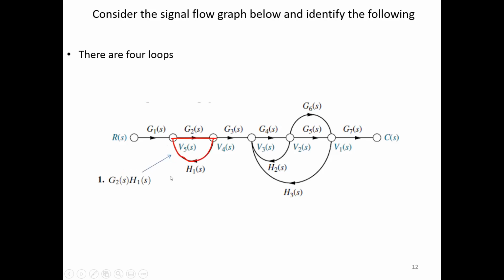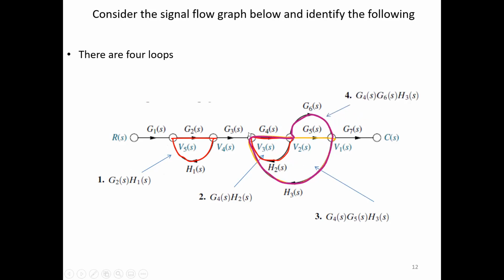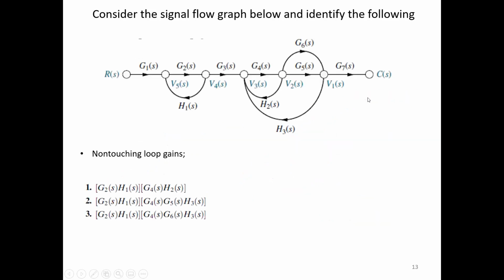Loop 1 is this, that is G2 and H1. That is one loop, clearly visible. Another loop is G4 and H2. G4 and H2 is another loop. And we have a third loop, yellow colored, that is G4, G5 and H3. And we have a fourth loop, hope that pink you can follow, G4, G6 and H3. That is the fourth loop we have identified along with the path gain.